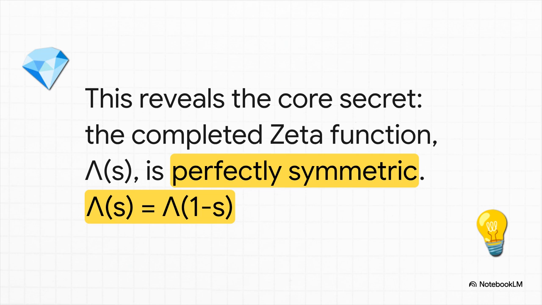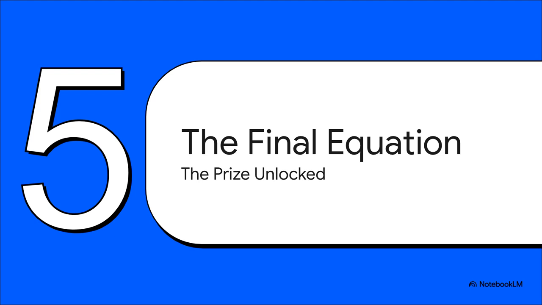This is the core secret of the zeta function. This completed version of the function, this lambda of s, is perfectly symmetric across the critical line where the real part is 1/2. It's a mirror image of itself. We found it. We have the hidden symmetry. We have the golden key. Lambda of s equals lambda of 1 minus s.